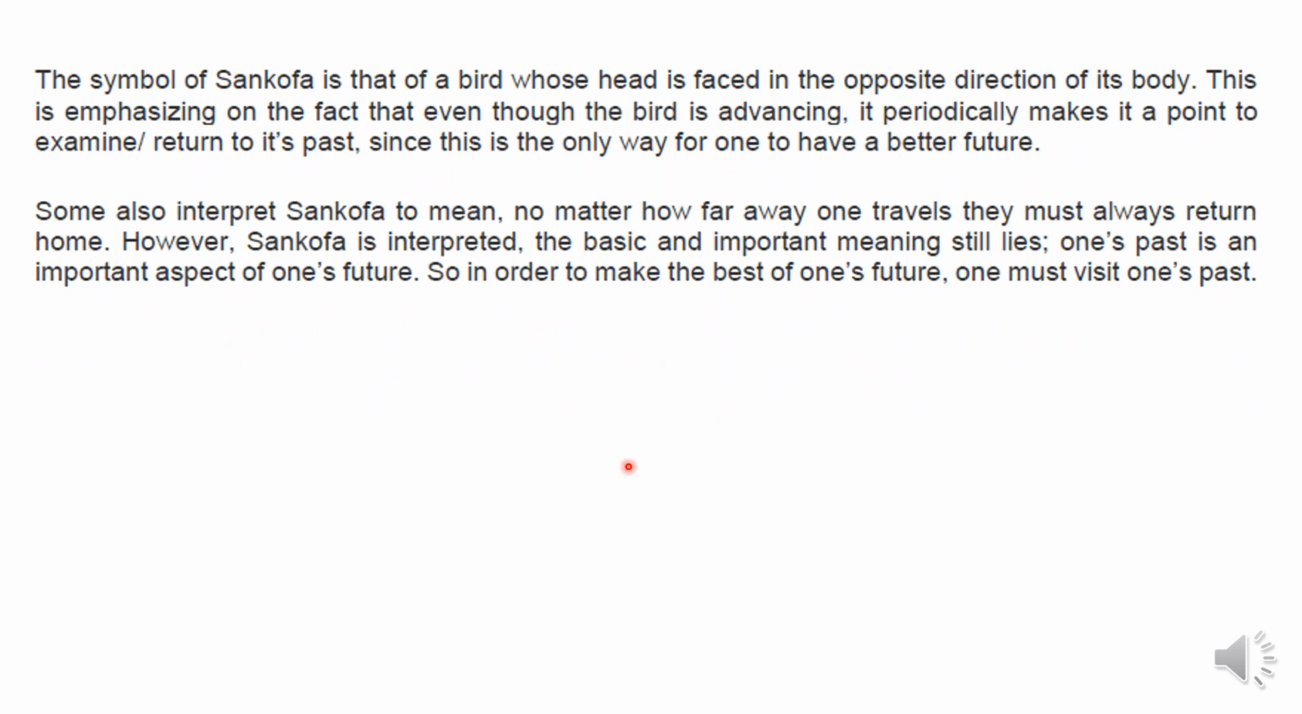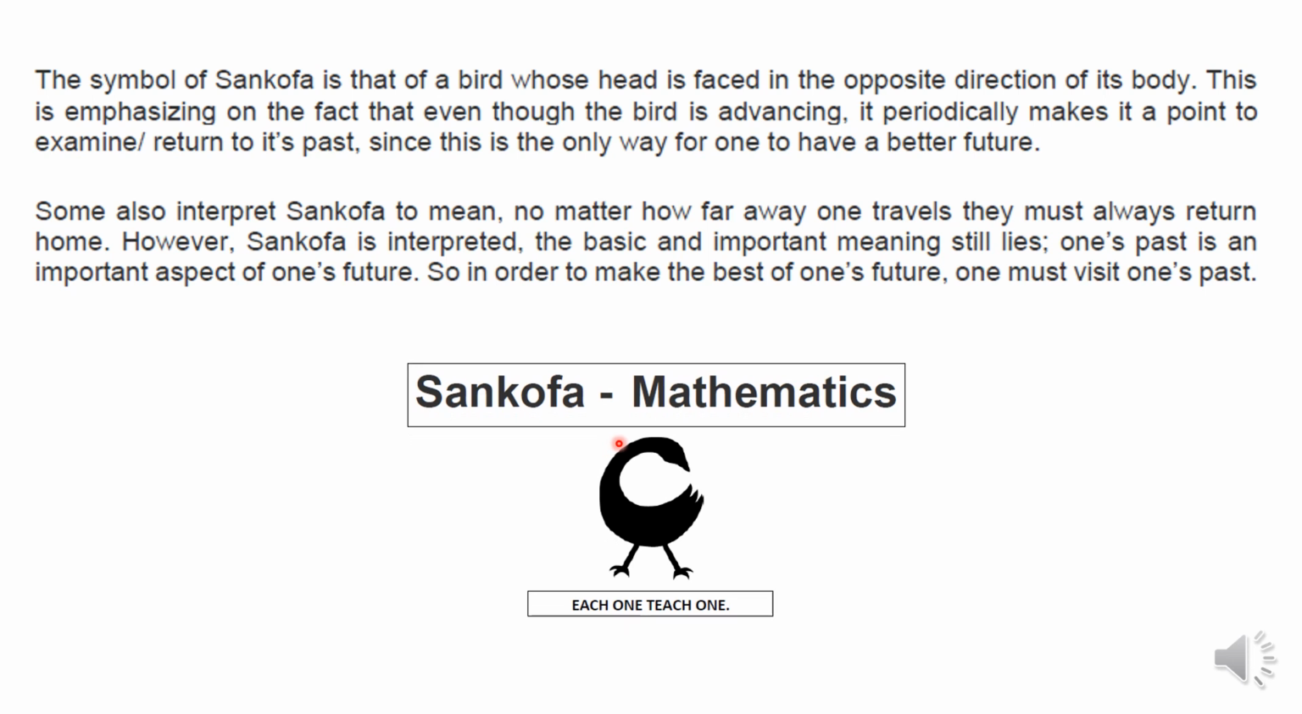You'll also see that the symbol is that of a bird whose head is faced in the opposite direction of its body. This emphasizes the fact that even though the bird is advancing, it periodically makes a point to examine or return to its past, since this is the only way for one to have a better future.